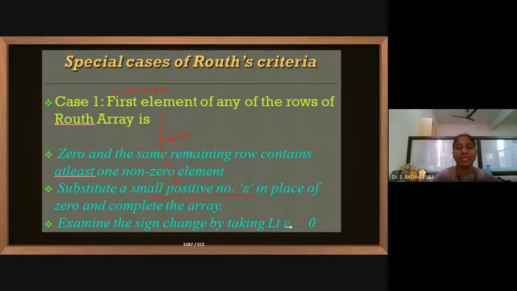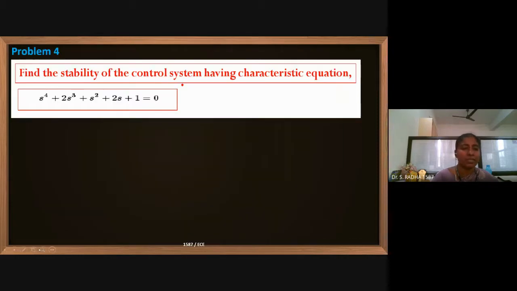Complete the array means complete the RH table. Once we finish the complete table, replace that epsilon back to 0. Wherever epsilon is there, back to 0. Okay, we will try a problem in this model.